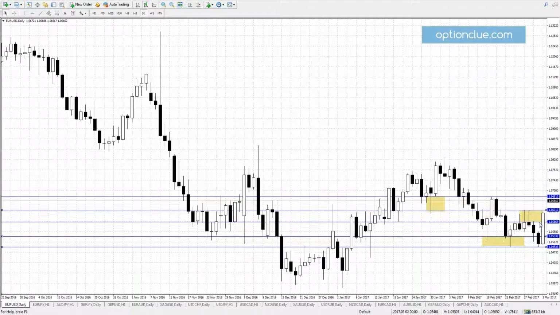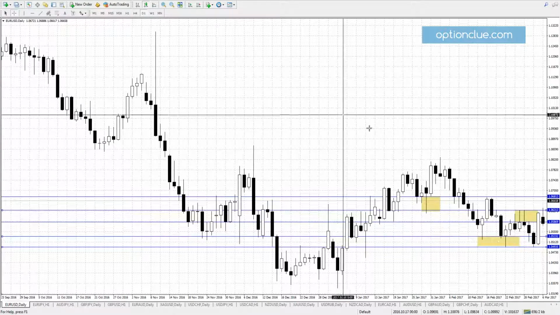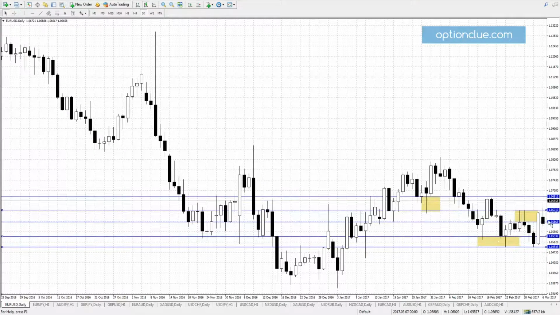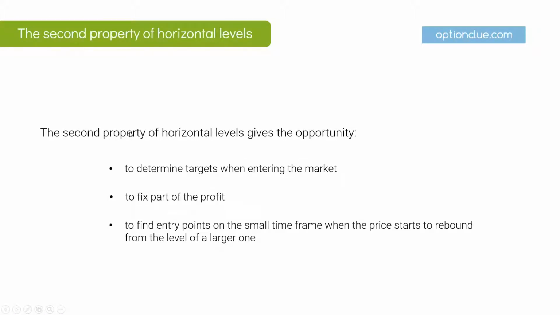As we can see from the examples considered above, the market often reacts to important levels. It can move away from them, stop, or correct temporarily. Around important levels, some traders fix previously open positions, other traders open positions against the main trend. Anyway, it's important to understand that the market can start to correct near the important price levels. Therefore, around the nearest levels, you can fix the positions, in part, and use the levels as targets when entering the market, or look for market entry points on a small time frame, when the price starts to rebound from the larger level.